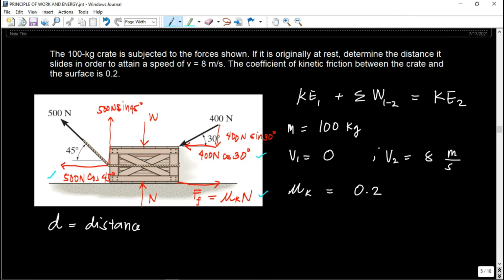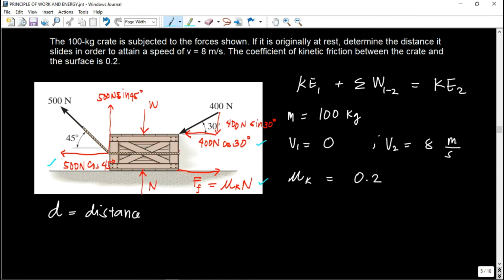So in order to get the normal force, we can sum the forces along the y-axis to 0. Why 0? We have no movement along the y-axis. Or we can use the second law: the summation of the forces along y is equal to mass times acceleration. This is upward positive. So what are the upward forces? We have 500 newtons sine 45 degrees, and the weight, which is downward, so that is negative, minus weight.